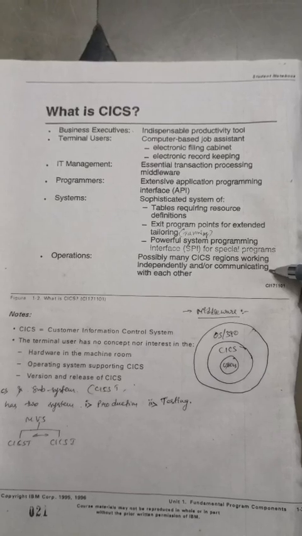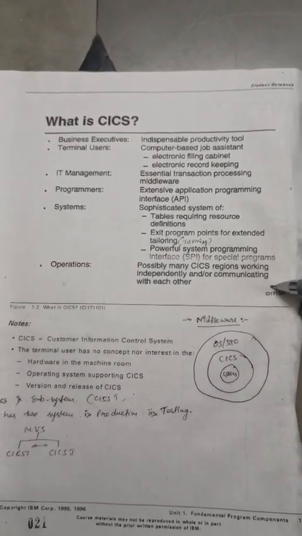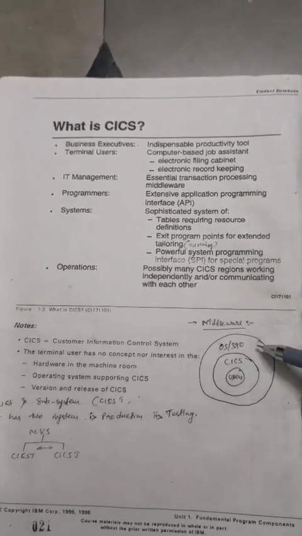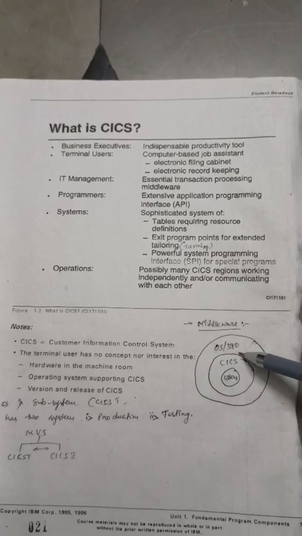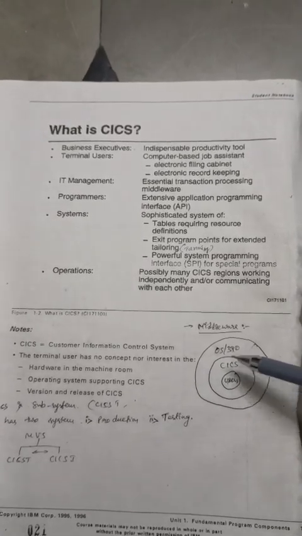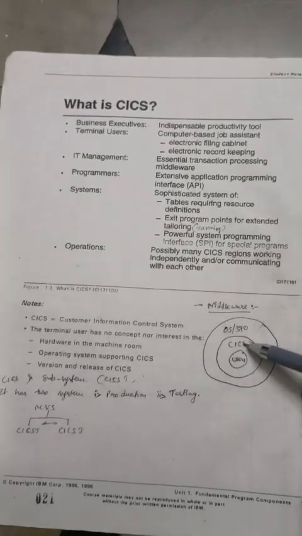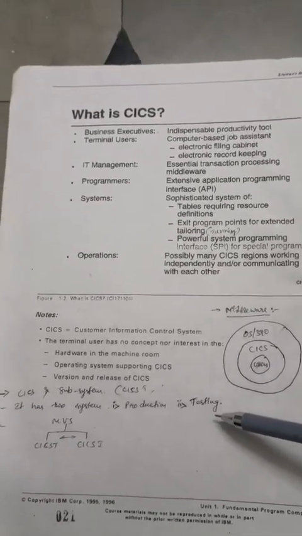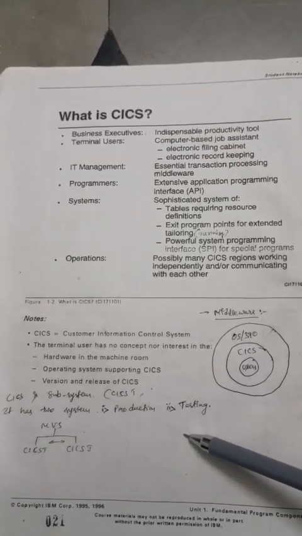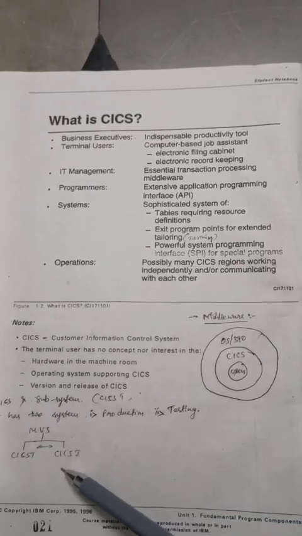The main operations team will create CICS regions for independent, communicating with each other. And it is a middleware; you can see the architecture of CICS. It acts as a middleware between the user and the OS/390 system. And in CICS we can create two subsystems: one we can use for production, another for the testing environment.